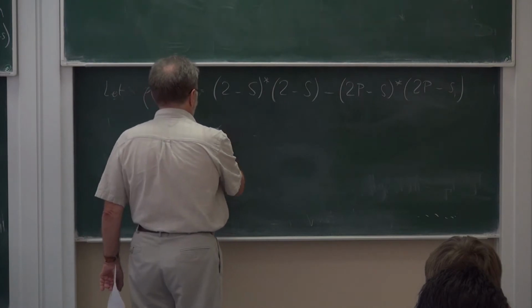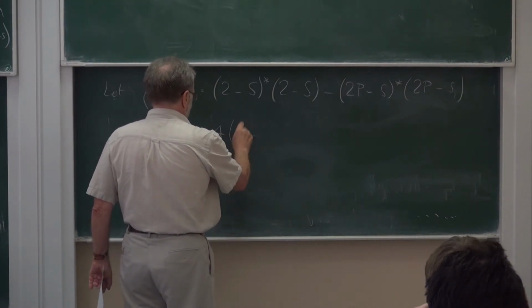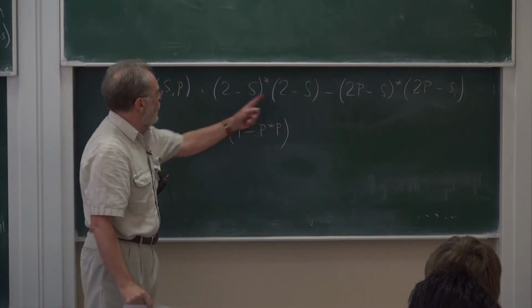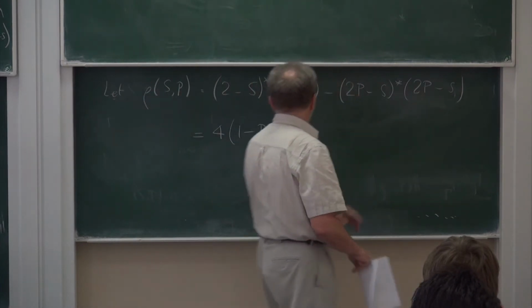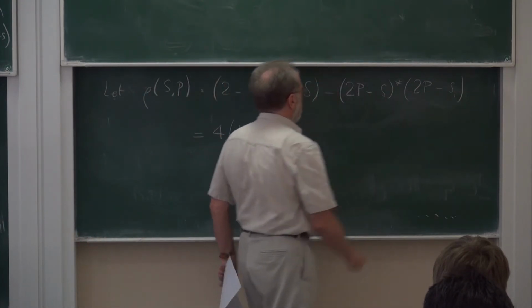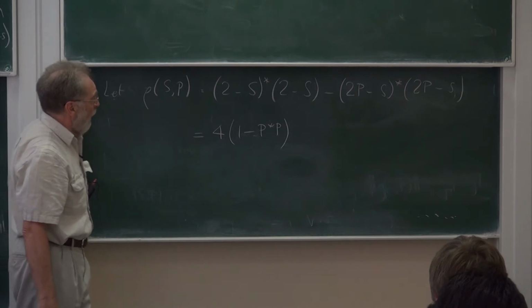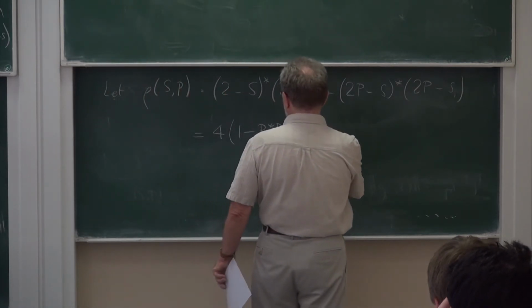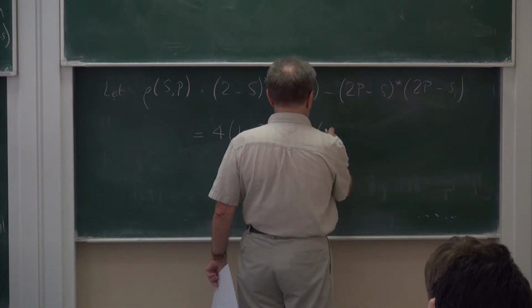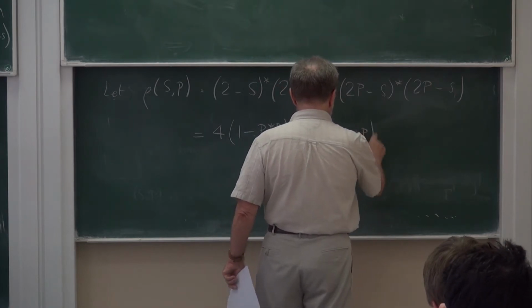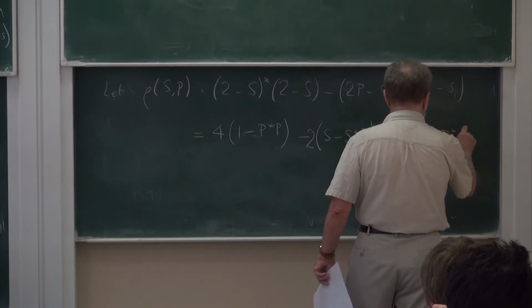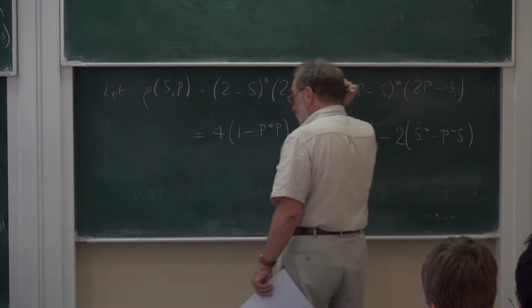So I take these two and then these two, that's 4 times 1 minus P star P. Note that the S star S terms cancel here. So what we're left with is 2 into (S minus S star P) minus 2 into (S star minus P star) S.